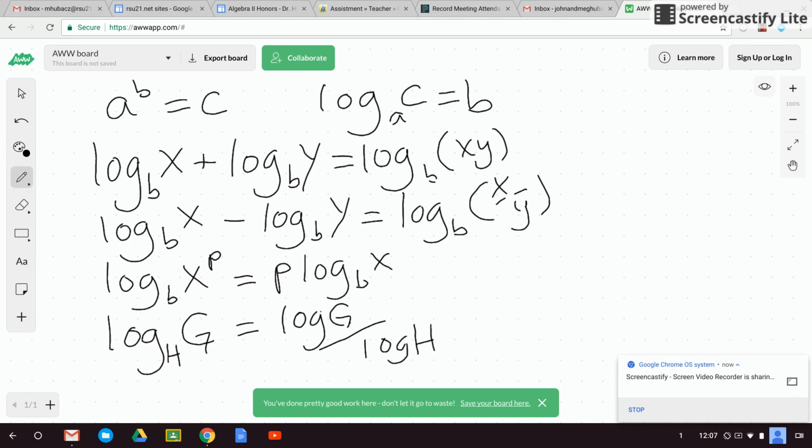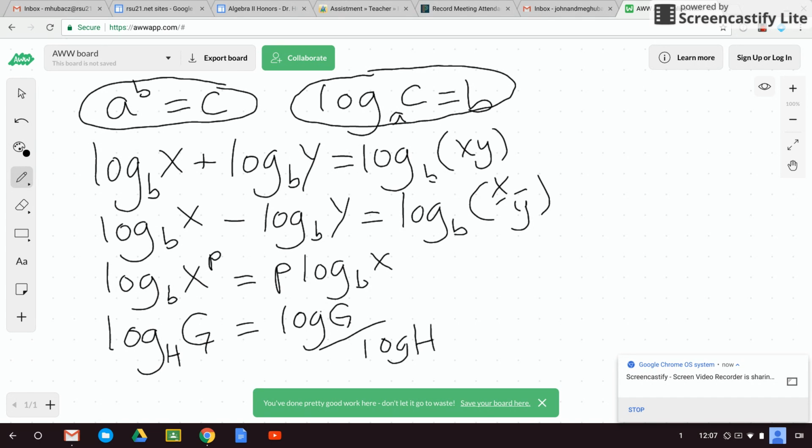And so you'll notice the first thing that I have on this screen is just all of our tools that we've learned since working with logarithms. So here's our basic translation tool. A to the b power equals c is the exponential form. Log of c base a equals b is the log form.